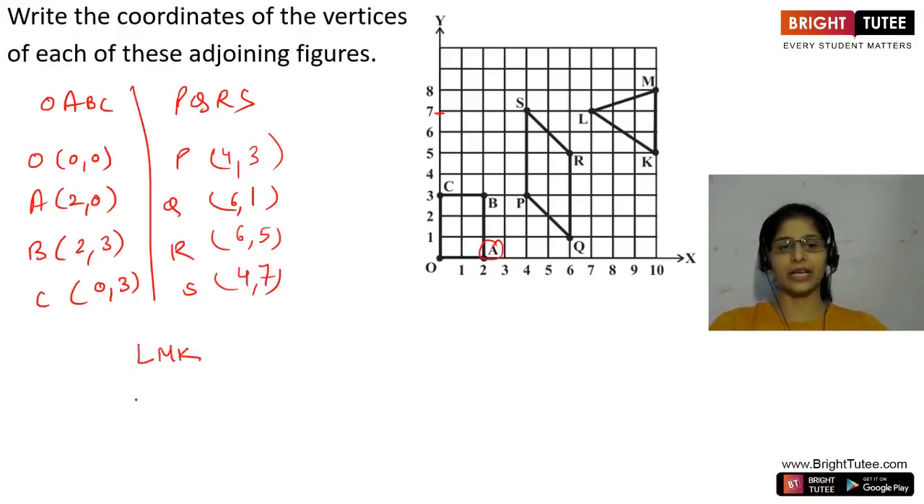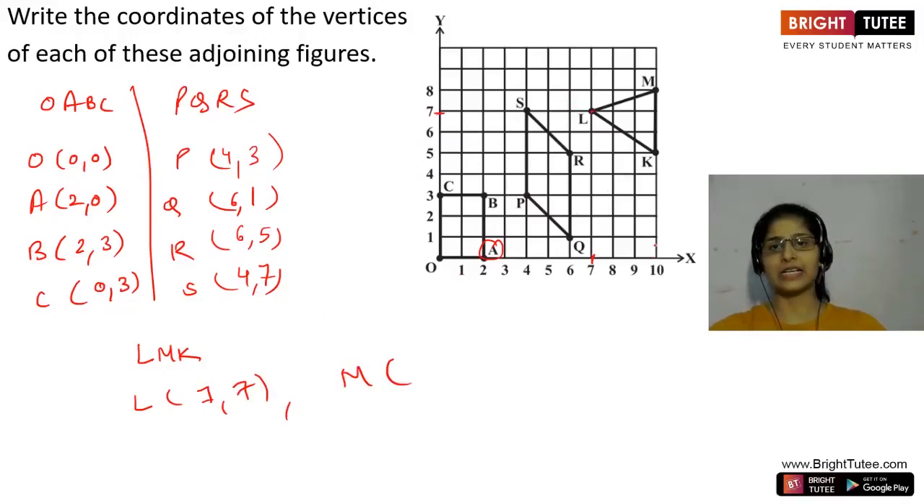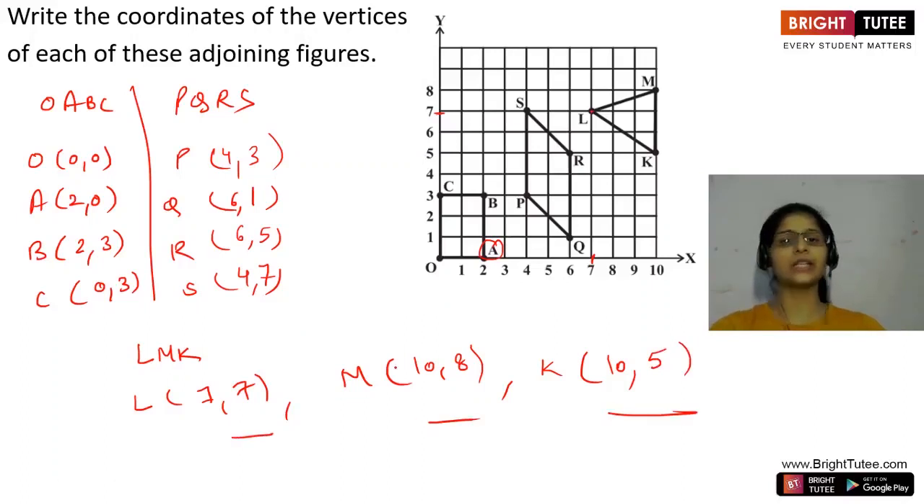Coordinates of L. L is 7 units right, you see here, and 7 units up. It is (7, 7). M is 10 units right and 8 units up. So (10, 8). The point K is 10 units right and 5 units up. So these are the three coordinates of L, M and K. So we have written the coordinates.